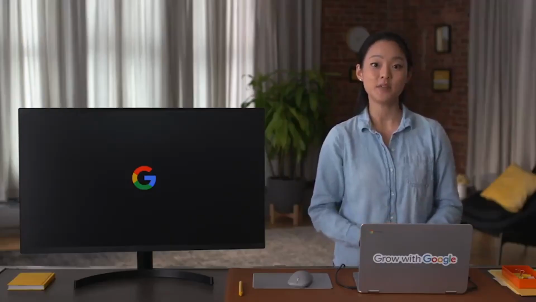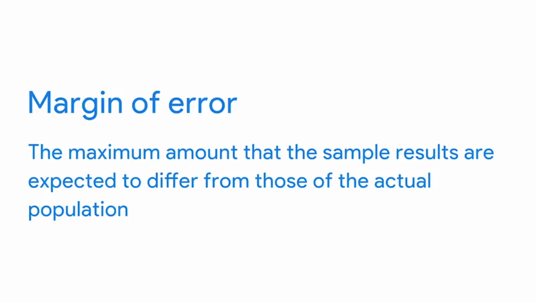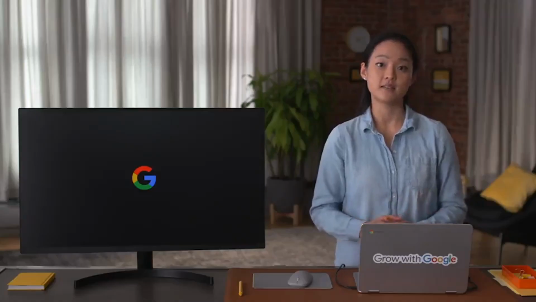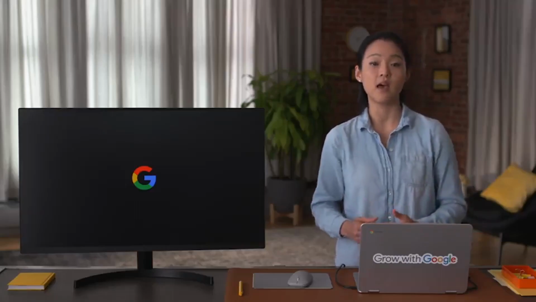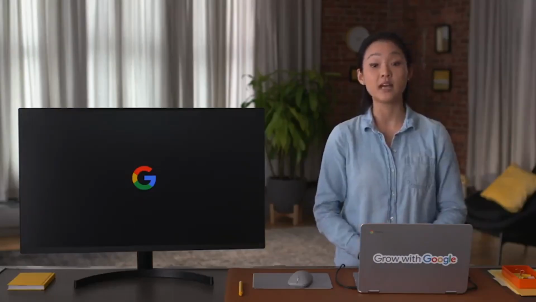We'll start at the beginning with a more complete definition. Margin of error is the maximum amount that the sample results are expected to differ from those of the actual population. Let's think about an example of margin of error. It would be great to survey or test an entire population, but it's usually impossible or impractical to do this. So instead, we take a sample of the larger population. Based on the sample size, the resulting margin of error will tell us how different the results might be compared to the results if we had surveyed the entire population.